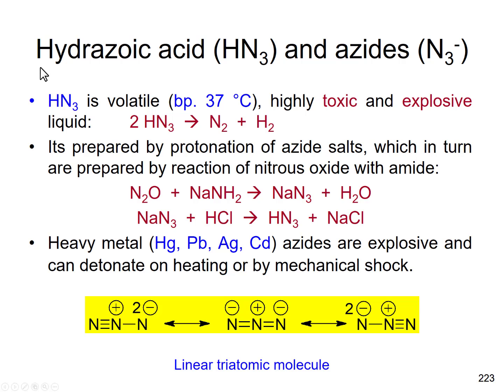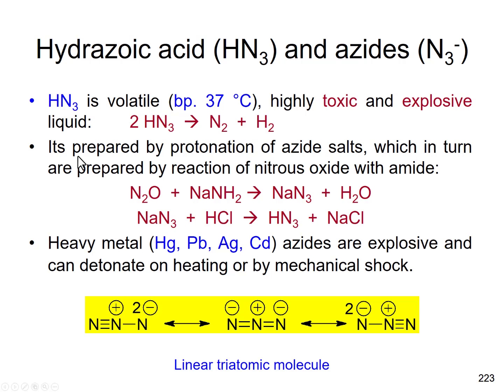Another interesting compound is hydrazoic acid. This hydrazoic acid contains the N3- anion. The acid is volatile, it boils already at 37 degrees Celsius, and it is a highly toxic and explosive liquid. This reactivity is highlighted in this equation, whereby 2 molecules of hydrazoic acid would decompose to dinitrogen and hydrogen.